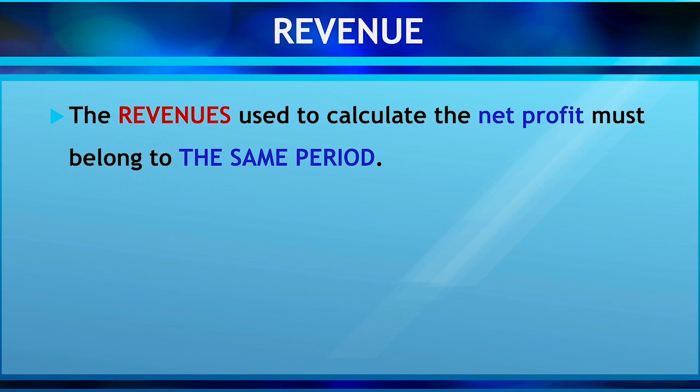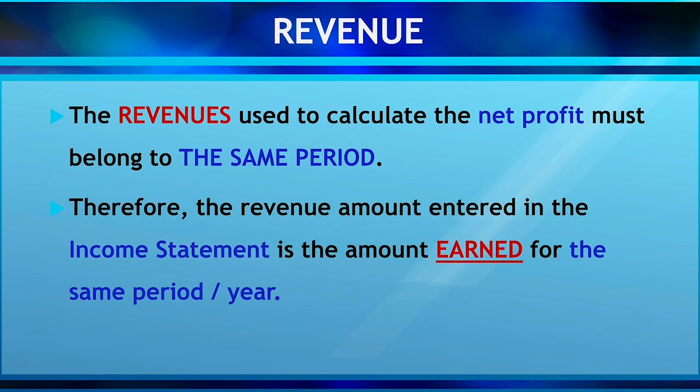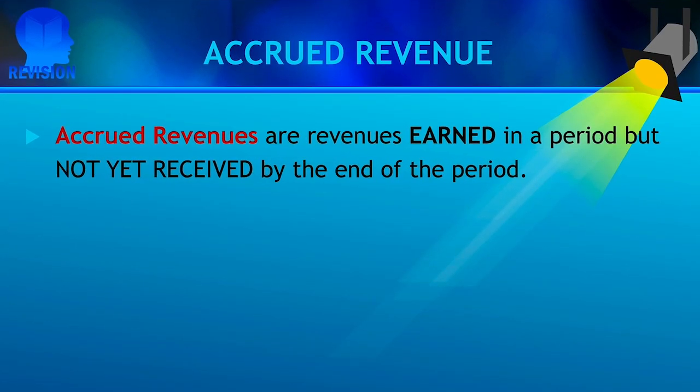So according to the accrual or the matching concept, the revenues used to calculate net profit must belong to the same period. Therefore, the amount entered in the income statement is the amount earned for the same period, which is usually 1 year. So we have our third adjustment, our first revenue.